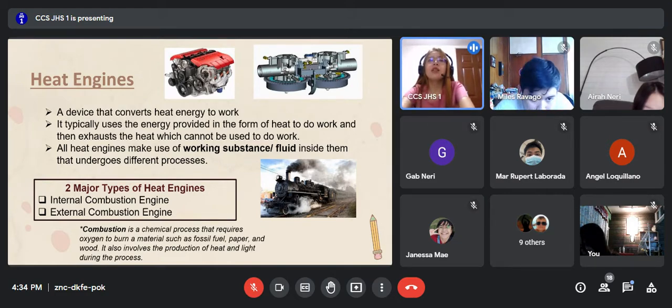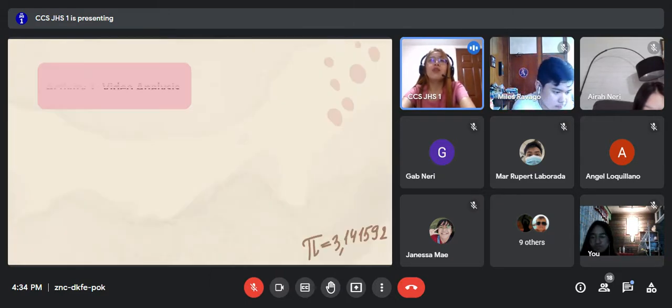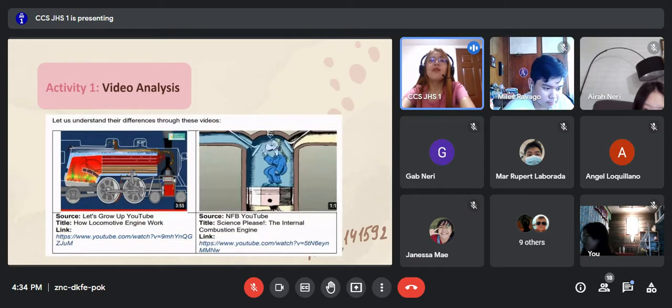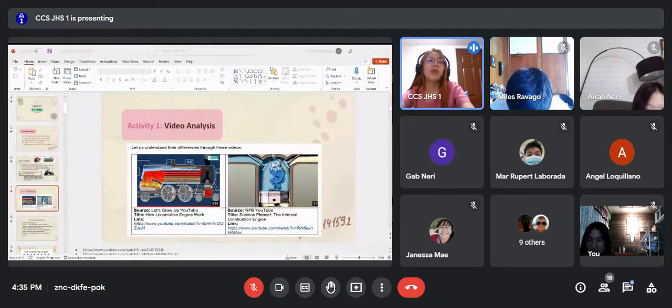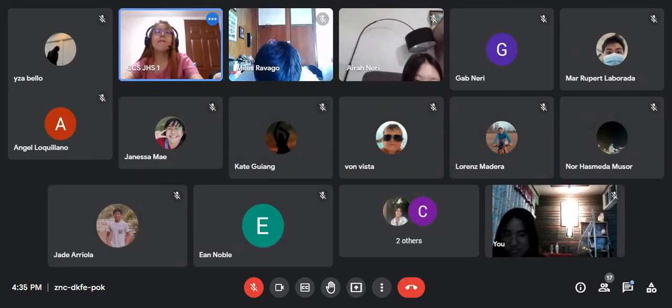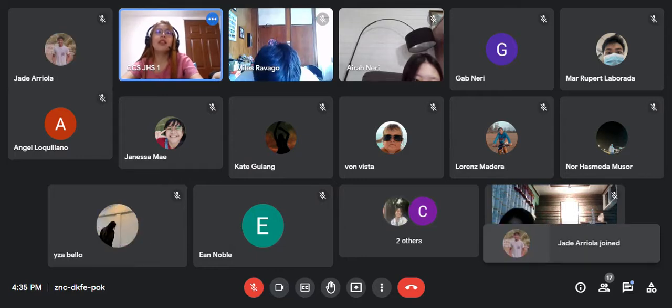To fully understand the difference between the internal and external combustion engine, let us watch these videos. For external, on the left side, the working fluid is water. And on the right side is an example of an internal combustion engine using a gasoline engine. Let us watch this video before we answer the process questions later. We will start with the internal first.